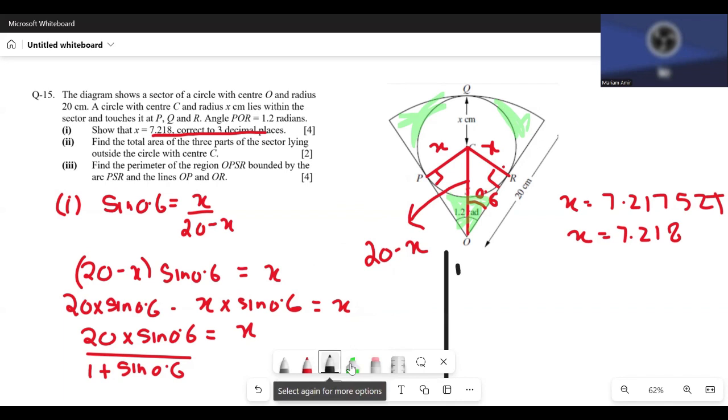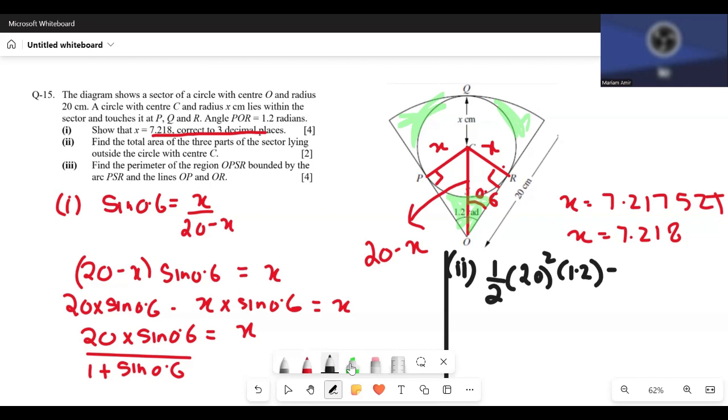So for part 2, it's going to be the sector area, which is half r squared theta, minus circle area, which is pi times radius squared. Radius is x, 7.2175. I'm using the unrounded value and using at least 4 decimal places. Okay. This gives 76.3 centimeters squared.